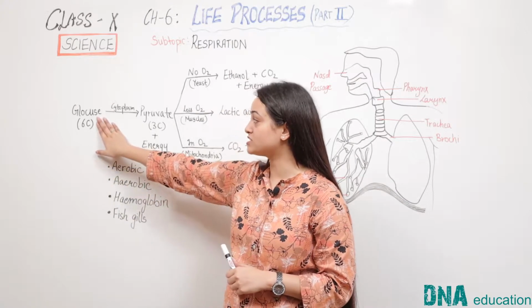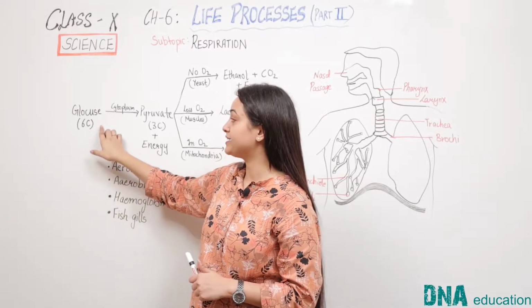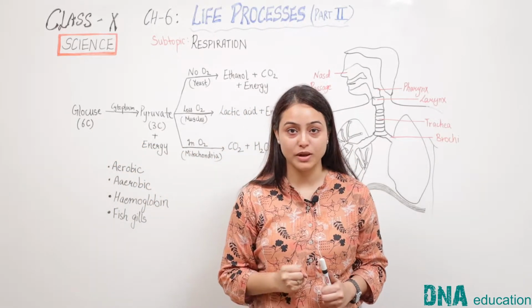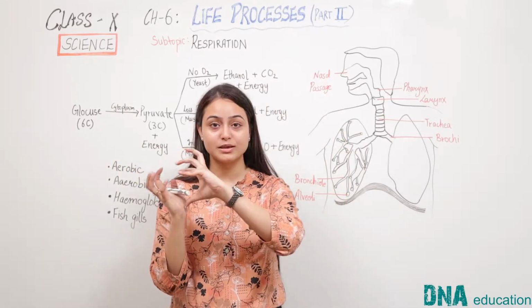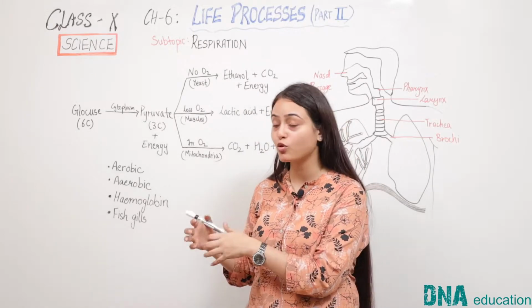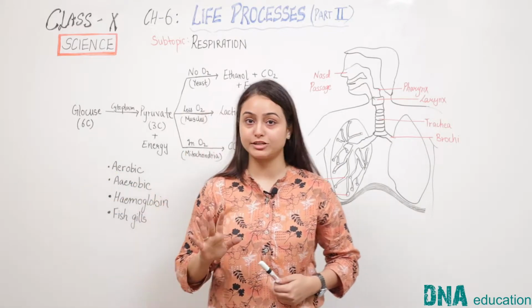This is glucose, which is a 6-carbon molecule, C6H12O6. Inside our cytoplasm, this glucose is present. When the glucose is absorbed in the bloodstream, it reaches the cells. The cells take up the glucose, and there is no oxygen there in the cytoplasm.